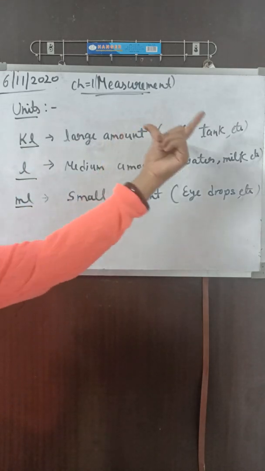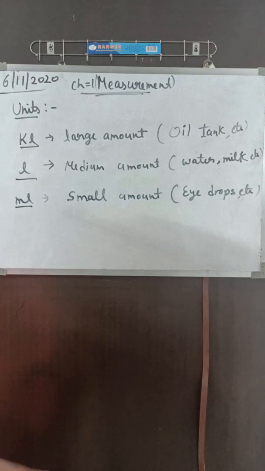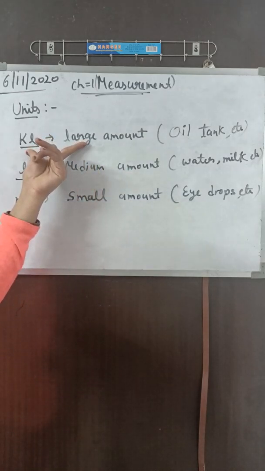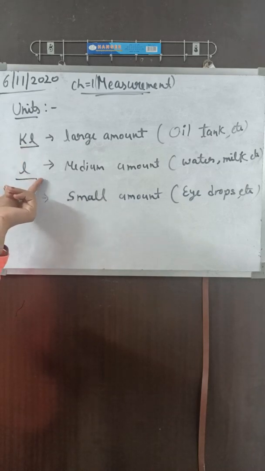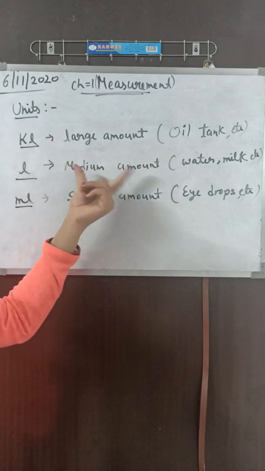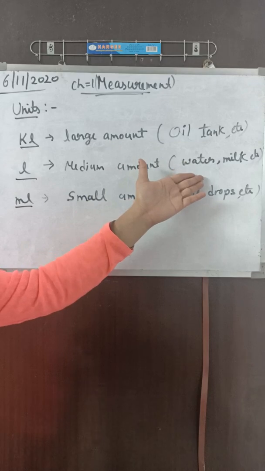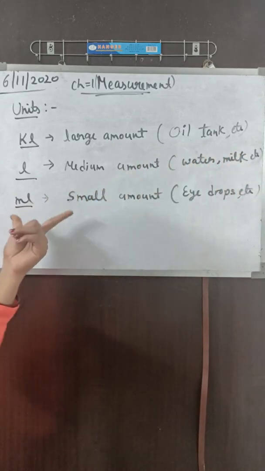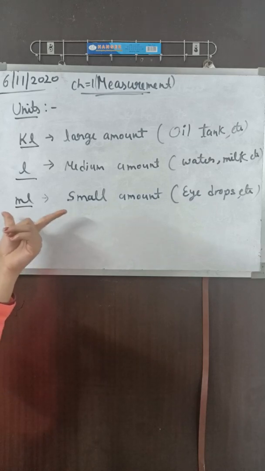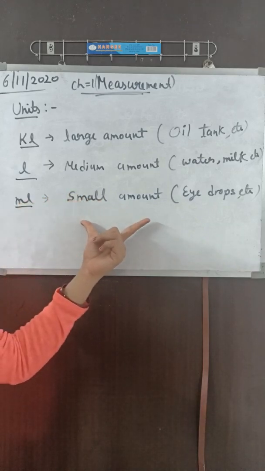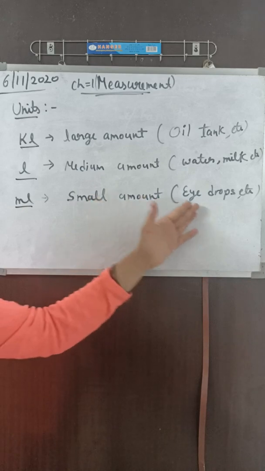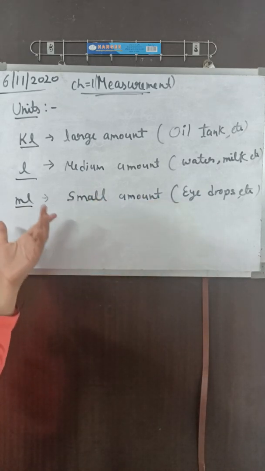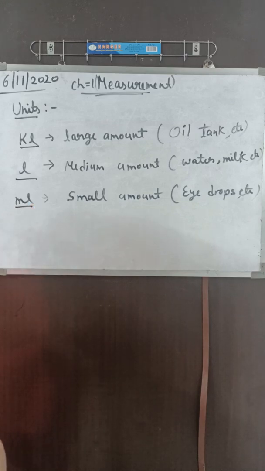For example, oil tank, water in ocean, water in river, these kinds of amounts we measure in kiloliter. And liter we use for medium quantity or medium amount, for example, water in a bottle and milk. And milliliter we use for small amounts and small quantities, for example, eye drops, cough syrup. In these things we use milliliter.